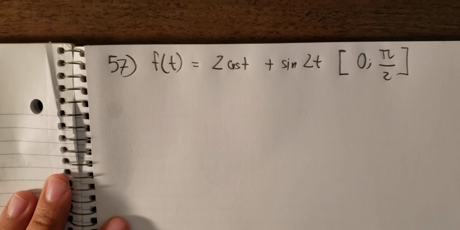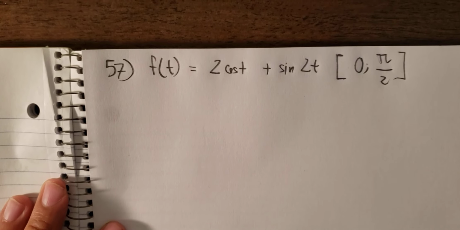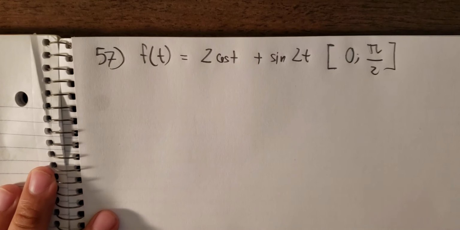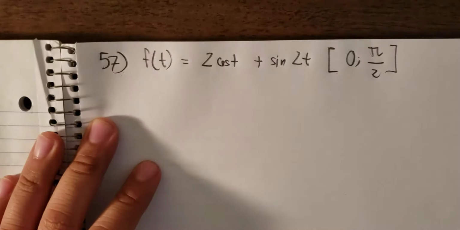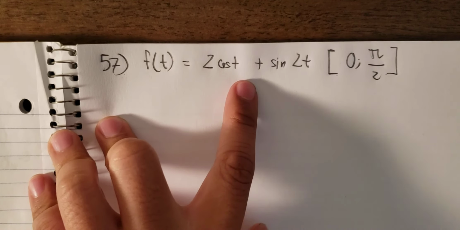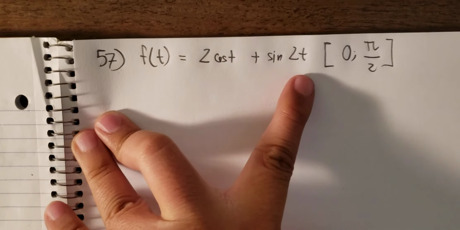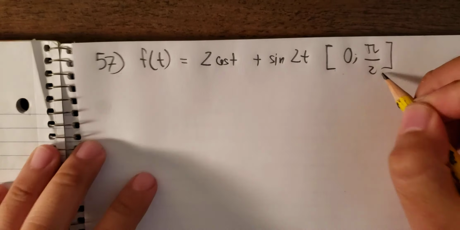Hello everybody, today I will show the technique for how to find the maximum and the minimum on the test. So let's begin. Question number 57. We have the function 2 cosine t plus sine 2t, from 0 to pi over 2.